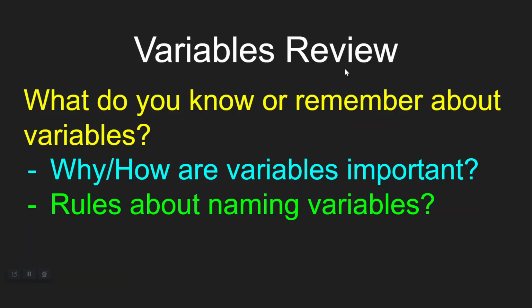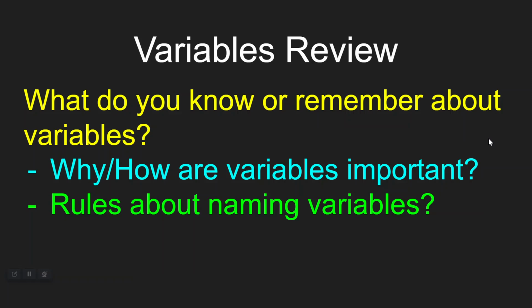Hopefully, you've learned a little bit about variables already. Even if you didn't have AP Computer Science Principles, you probably recognize the word variable from maybe an algebra class. So just pause really quick here and think about what do you know about variables or what do you remember about variables. And if you've taken Computer Science Principles, why or how are variables important to programming? And can you remember the rules about naming variables? So just take a second and think about that and then continue with the video.